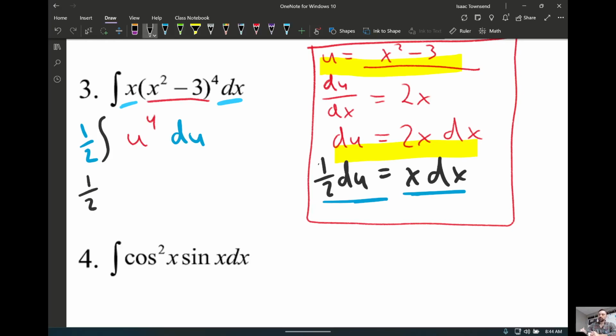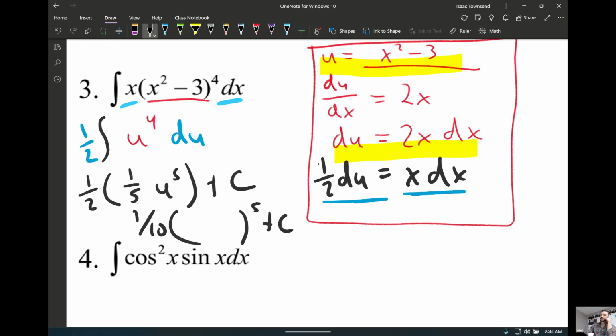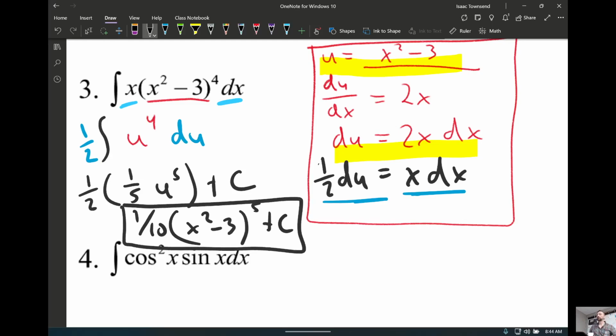So now we can finish it. Now, I don't want to go too fast over the second half of the questions, but again, the second half of the questions is really what you've been doing for a while. We could raise the power by 1, divide by the new power, throw a plus c on there. We can multiply those, and please plug in what u is equal to. The question didn't say anything about u's, your answer shouldn't have anything to do with u's.